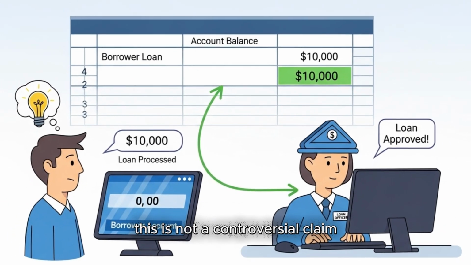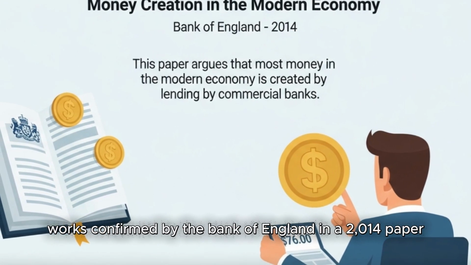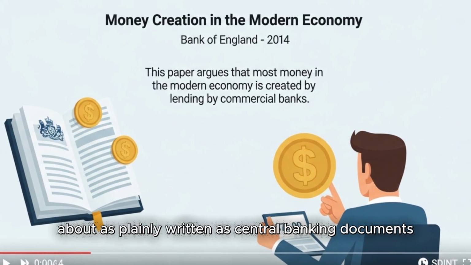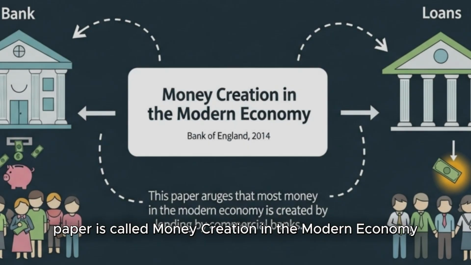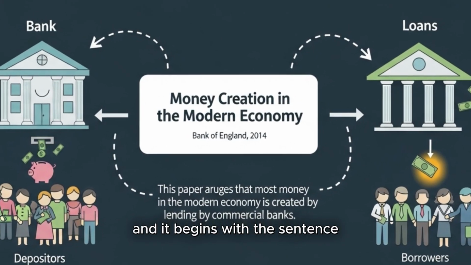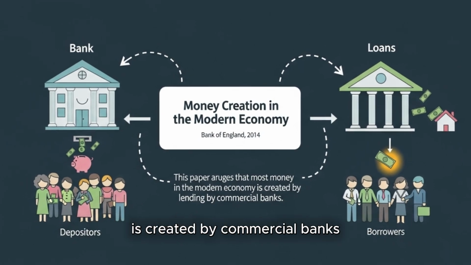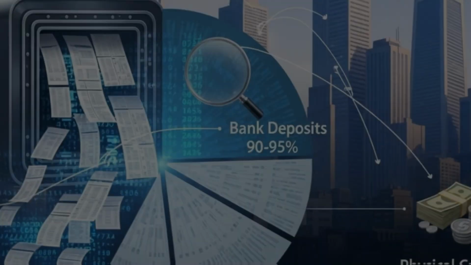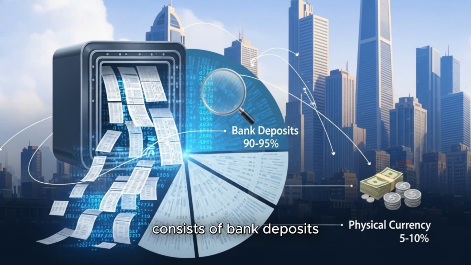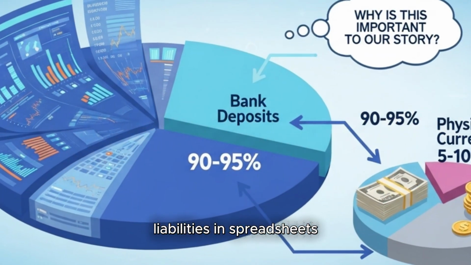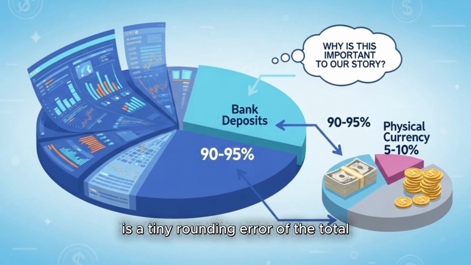This is not a controversial claim. It is the standard description of how modern banking works, confirmed by the Bank of England in a 2014 paper that is about as plainly written as central banking documents ever get. The paper is called Money Creation in the Modern Economy, and it begins with the sentence, "This article explains how the majority of money in the modern economy is created by commercial banks making loans." Roughly 90 to 95% of the money supply in most developed economies consists of bank deposits, liabilities in spreadsheets. The physical currency, the paper bills and metal coins, is a tiny rounding error of the total.